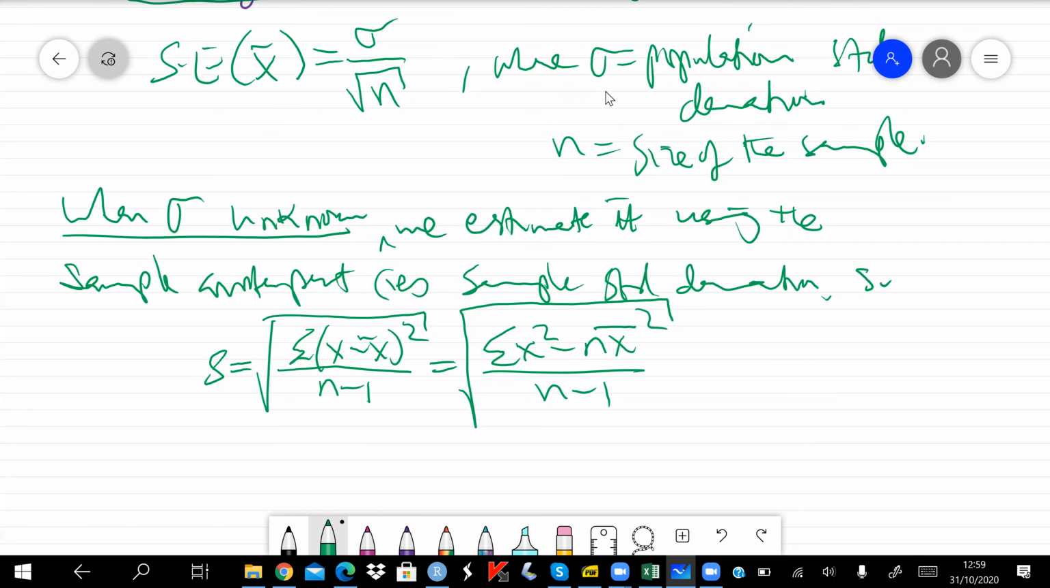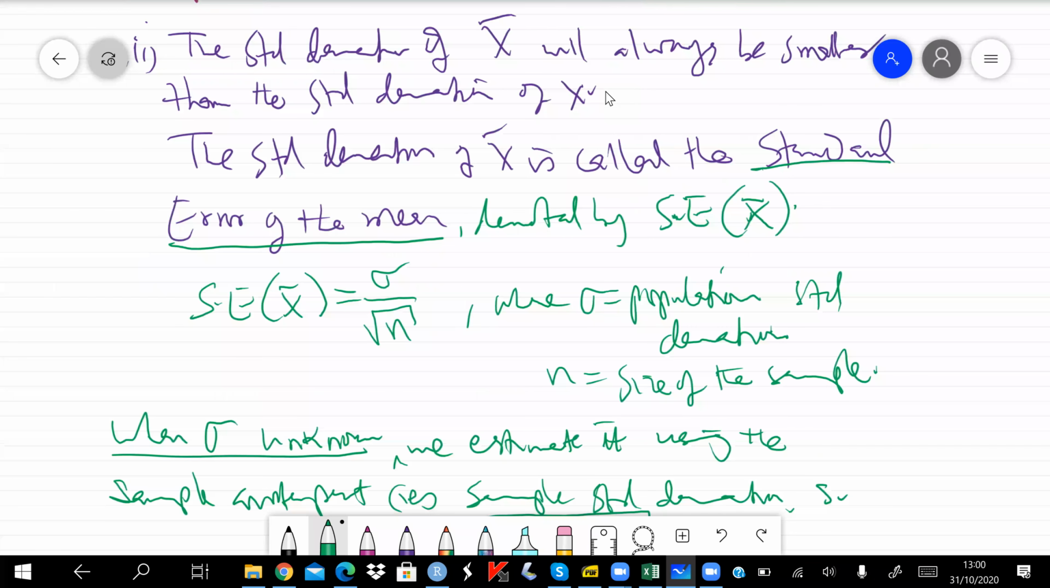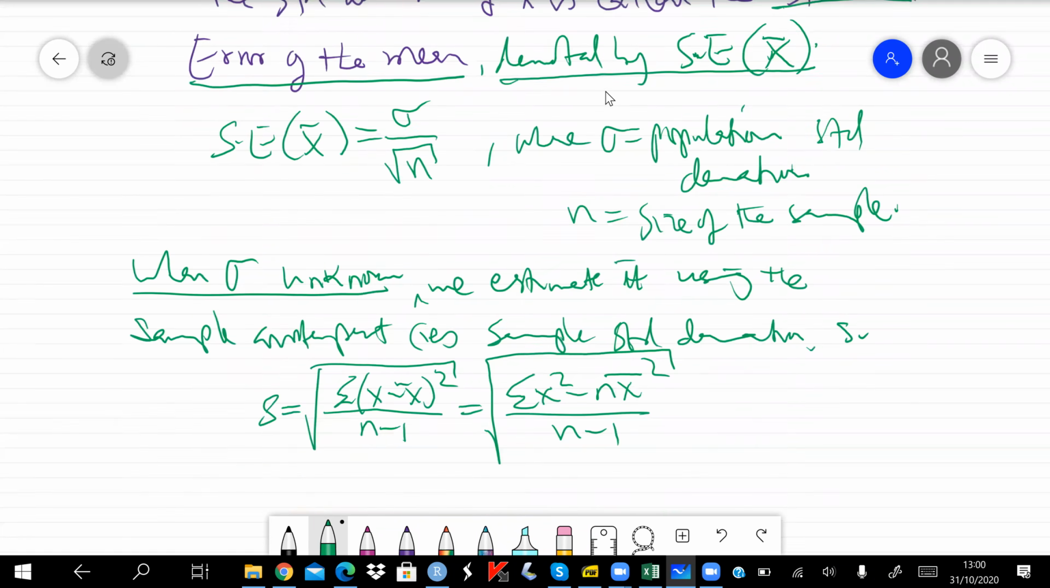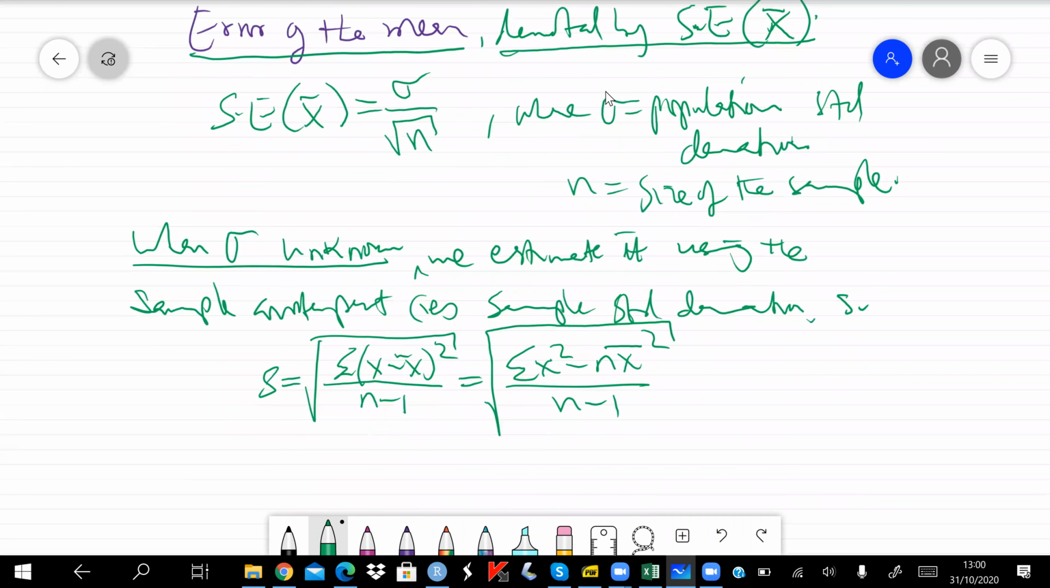So here there is a new concept that you need to note, that is the standard error of the mean, noted by that and defined by that. Any questions there?